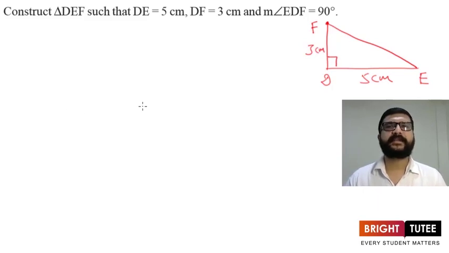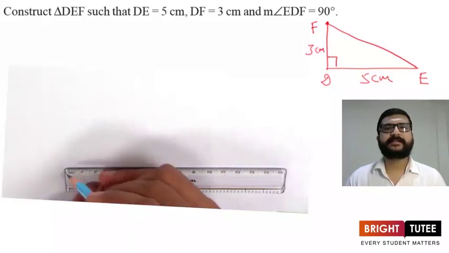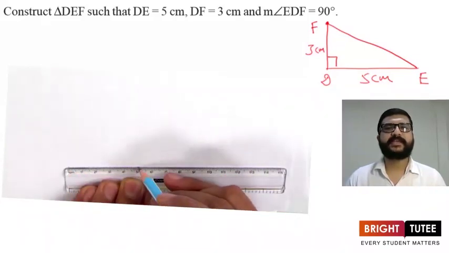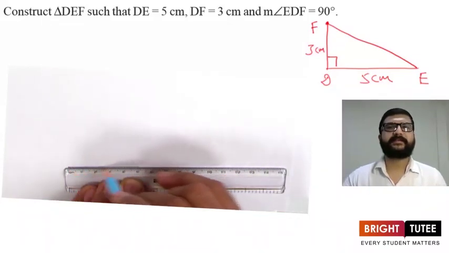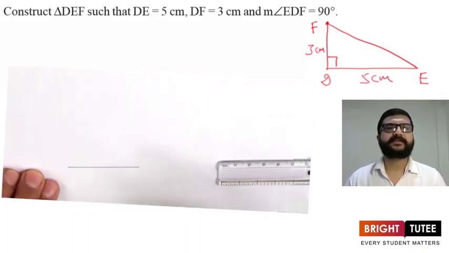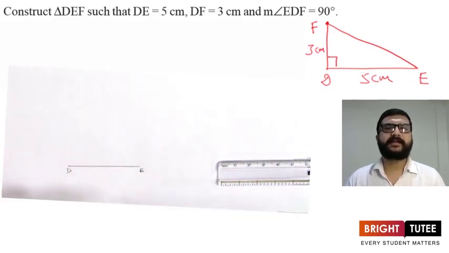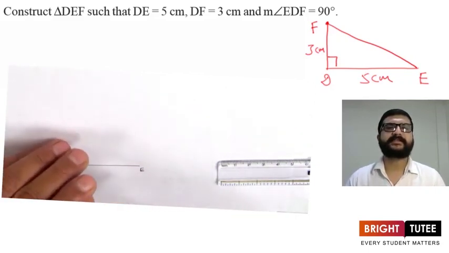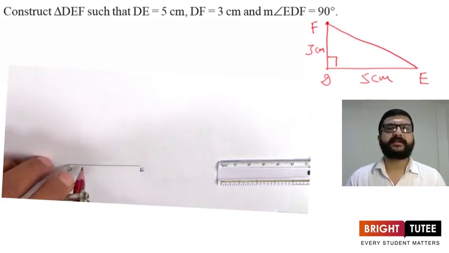First of all, we need DE to be 5 centimeters. So this time we are not going to write steps of construction here. You know how to write steps of construction now. So the first step is draw DE 5 centimeters. So in the steps of construction you have to write, draw a line segment DE of length 5 centimeters. So here is the DE of 5 centimeters.